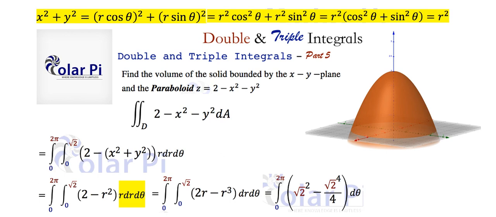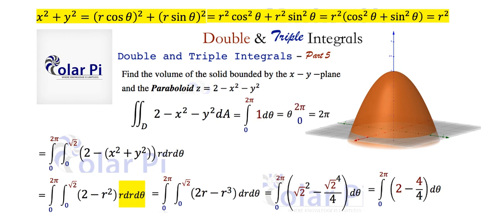What would have been a very difficult integral to deal with in rectangular coordinates has become a very simple integral to do in polar coordinates. To conclude, you just integrate 1 d theta, which is theta evaluated from 0 to 2 pi, which is 2 pi. So the volume of this solid right here is 2 pi.